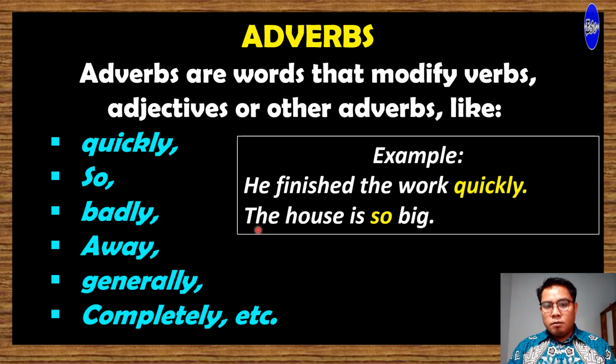The second example: the house is so big. How is the house? So big. Okay. Big is an adjective, it modifies house. So is an adverb because it modifies big. So big. Good.